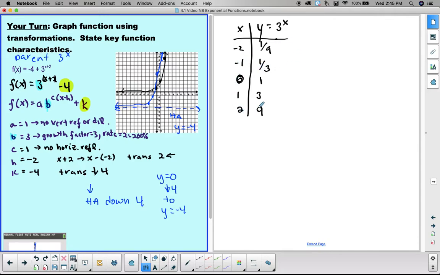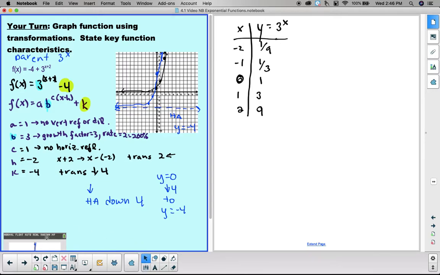We graphed the parent, and then we looked at this function rule and identified all of the transformation parameters. And then we shifted the points that we'd graphed. We shifted them according to the transformation parameters. We shifted the horizontal asymptote according to the transformation parameters, and we got this new graph, which is our transformed graph.